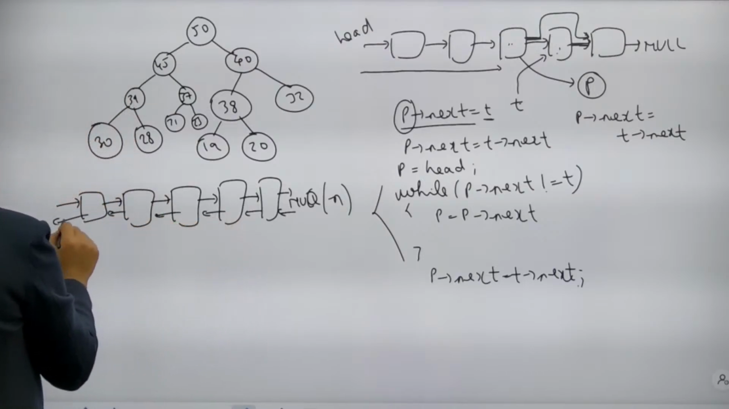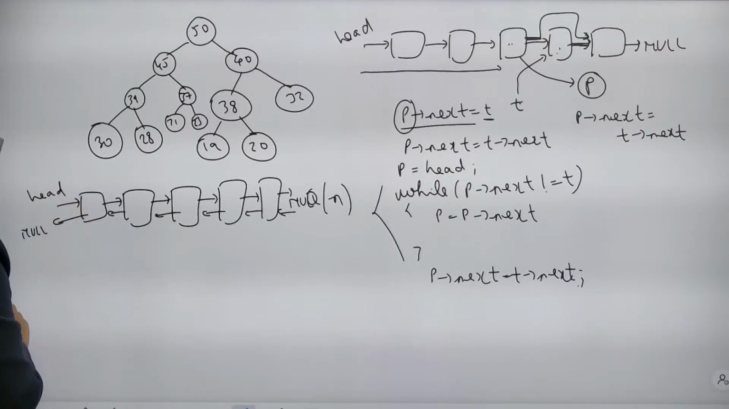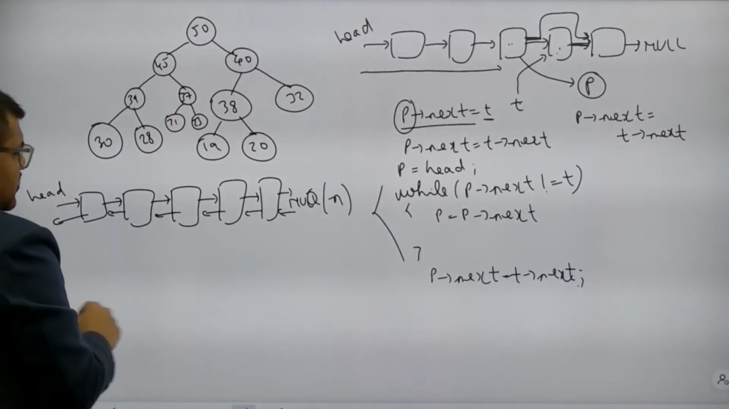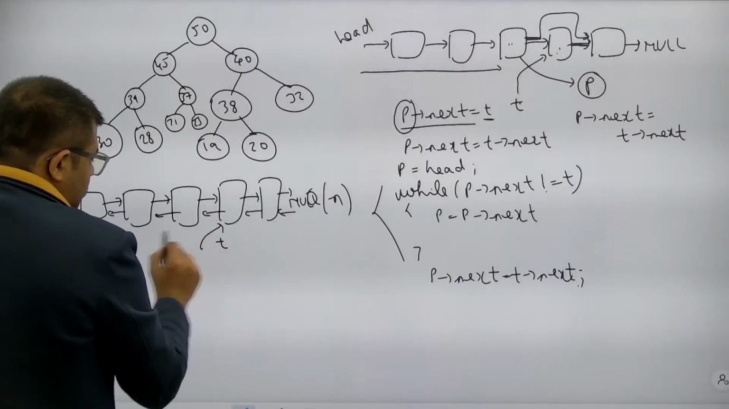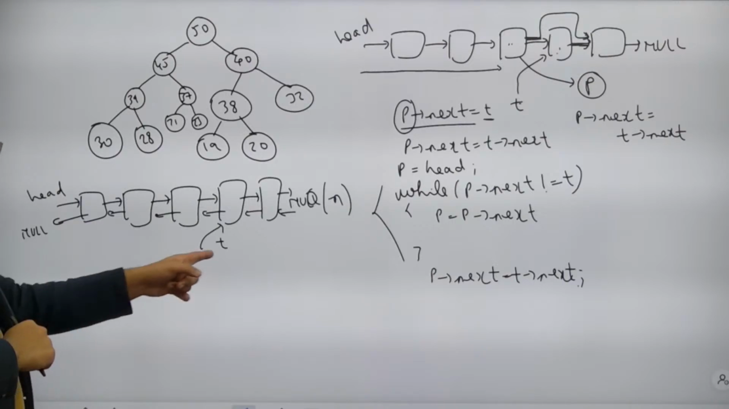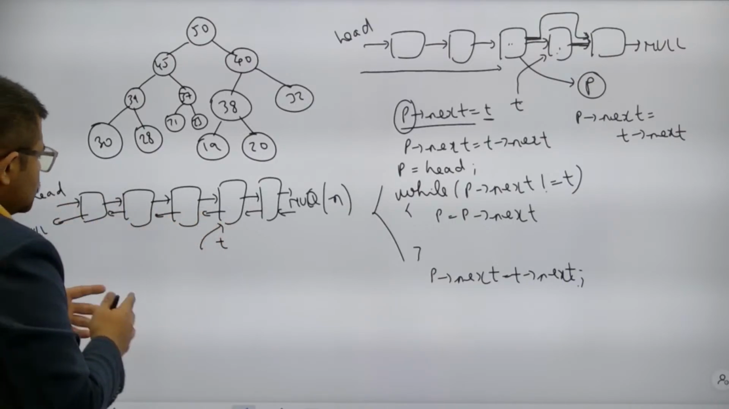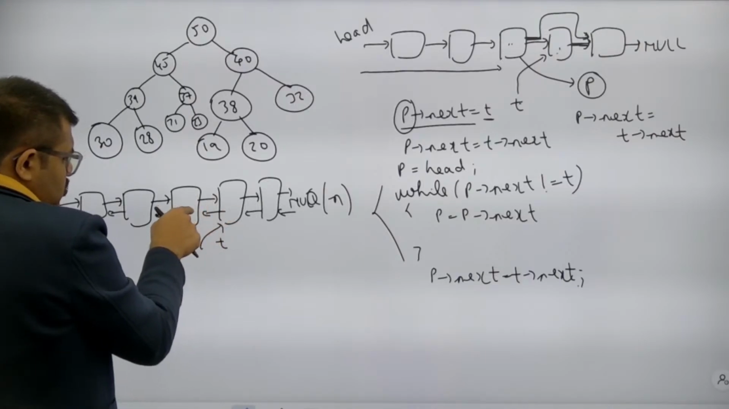Okay, so let's say this is the doubly linked list you are given and you want to delete this node. So a pointer to this node is also given. Now you are given T and head. Now how will you delete a node in a doubly linked list?